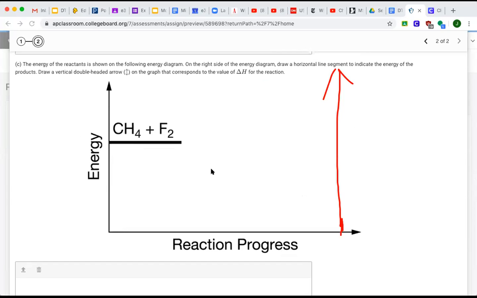And then if this is the delta, this is the energy. What they really mean is enthalpy. I don't know why they're using energy. That's a little crappy because they don't actually give you Gibbs free energy.